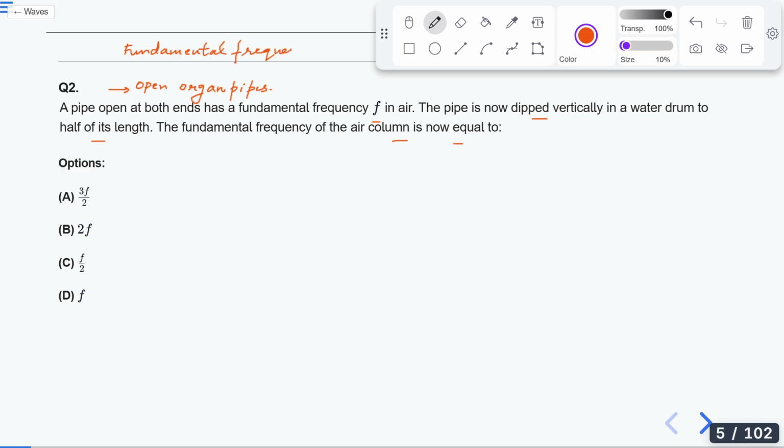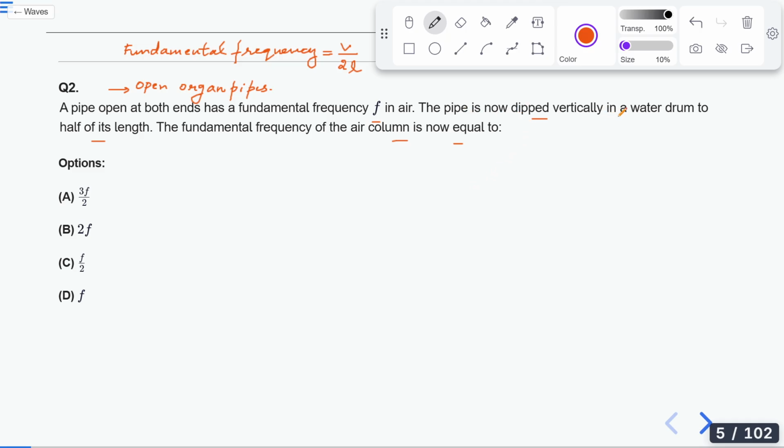What is the fundamental frequency in the case of an open organ pipe? V by 2L. Very good. So V by 2L is the fundamental frequency in the case of an open organ pipe.